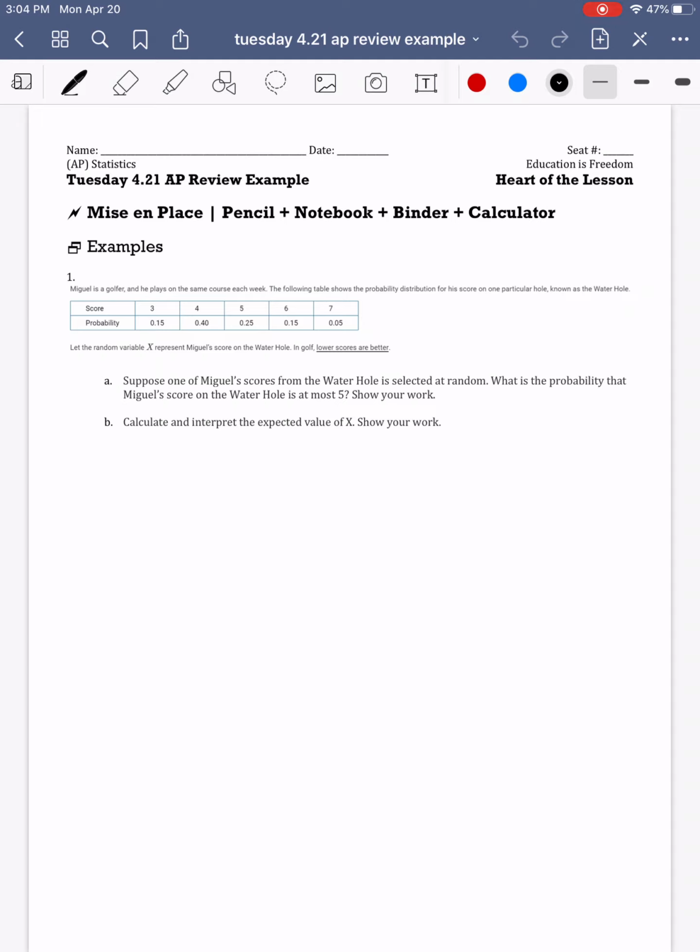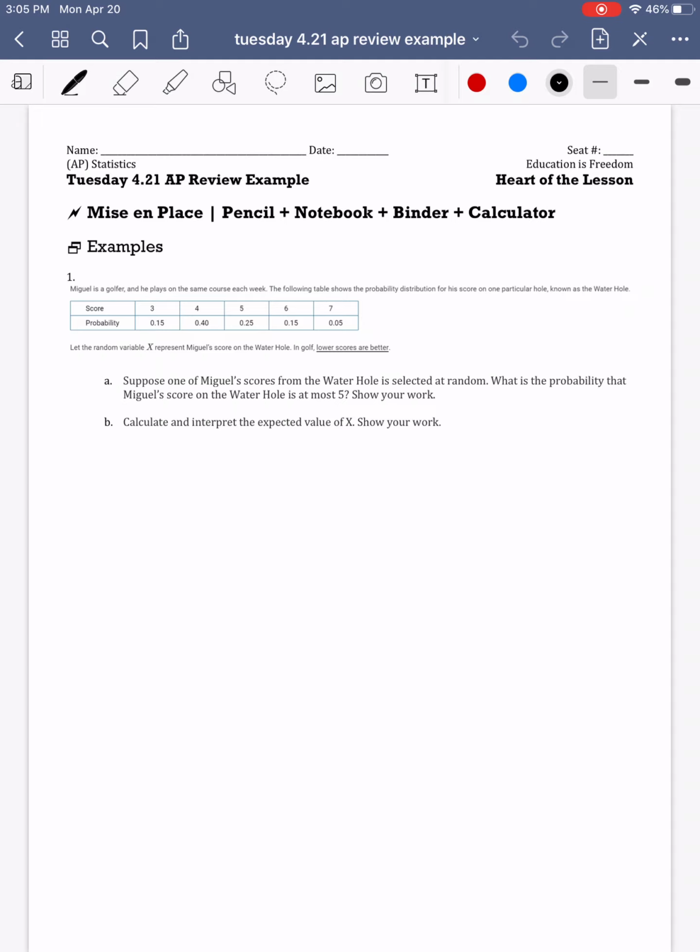So to start, Miguel is a golfer and he plays on the same course each week. The following table shows the probability distribution for his score on one particular hole, known as the water hole. Let the random variable x represent Miguel's score on the water hole. In golf, lower scores are better. Suppose one of Miguel's scores from the water hole is selected at random. What is the probability that Miguel's score on the water hole is at most 5?